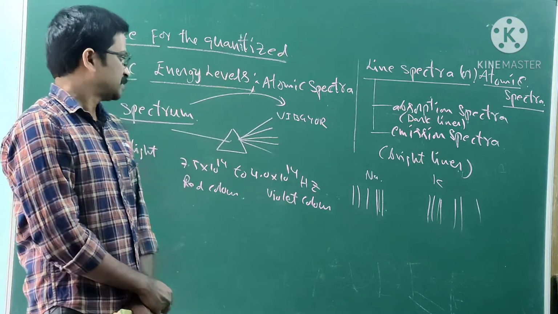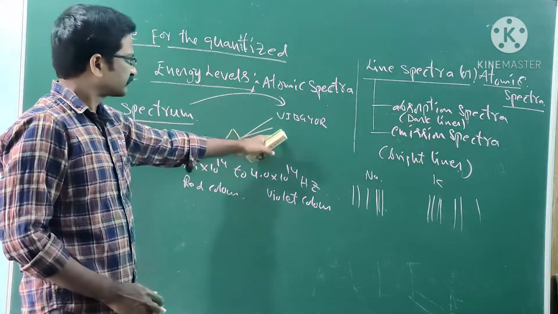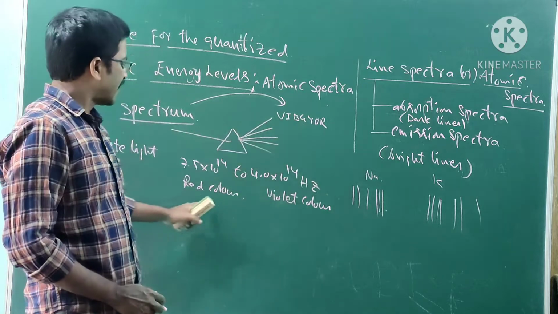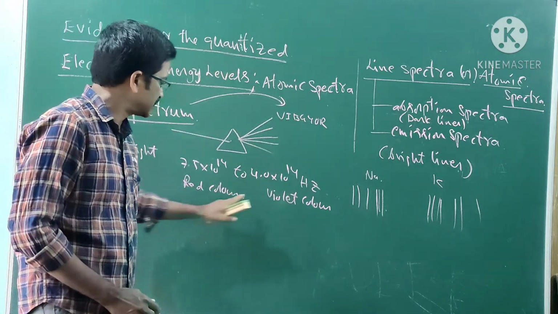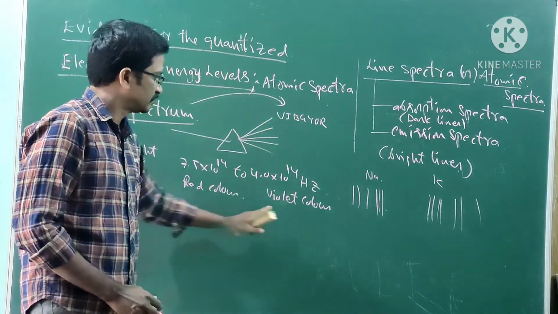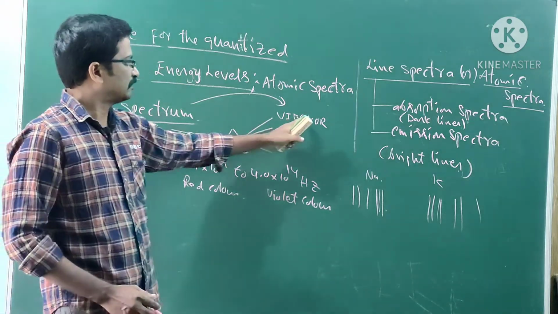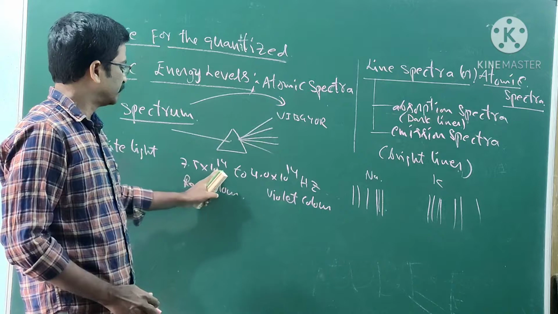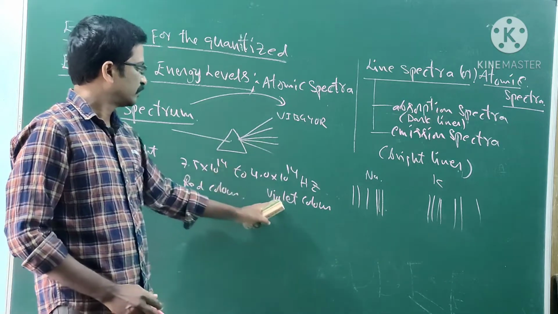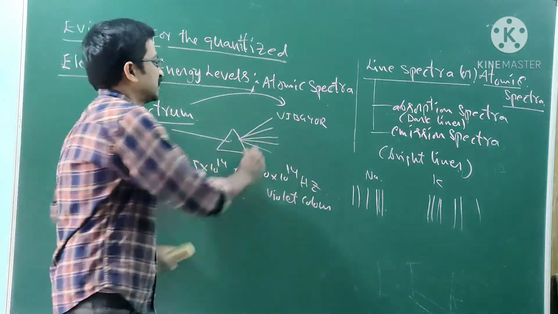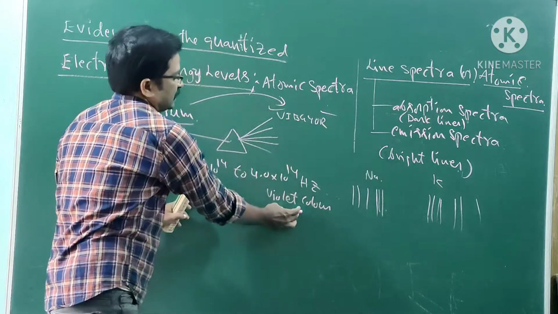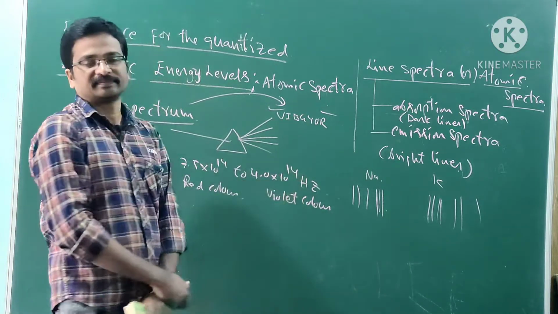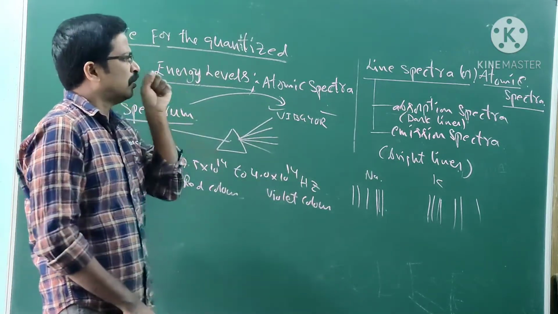Next point. These 7 colors have energy ranges. The frequency range of these 7 colors runs from red color, 7.5 times 10 to the power of 14, to violet color. This end and this end energies are indicated here.